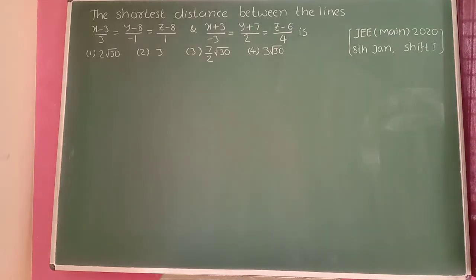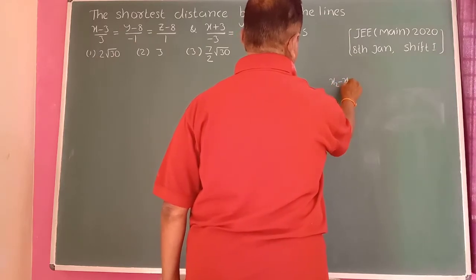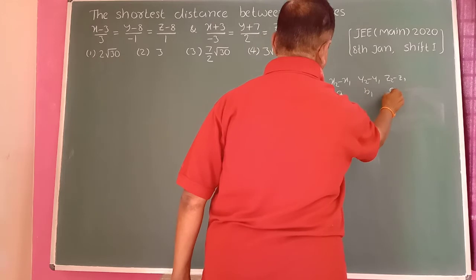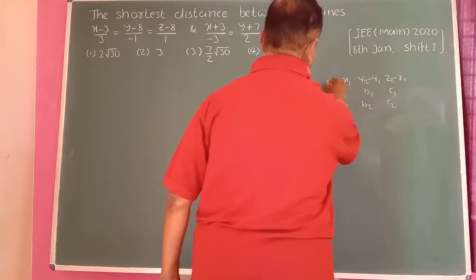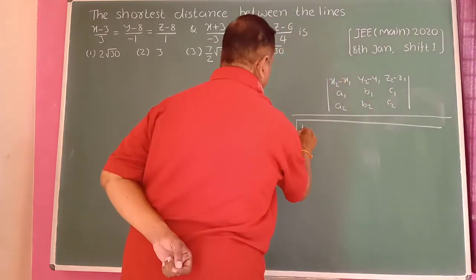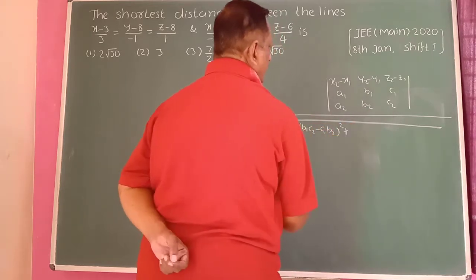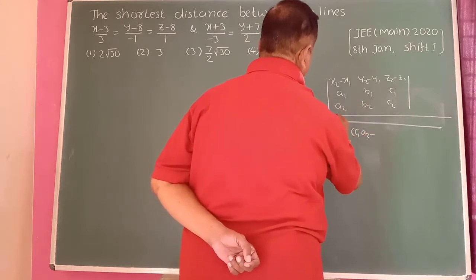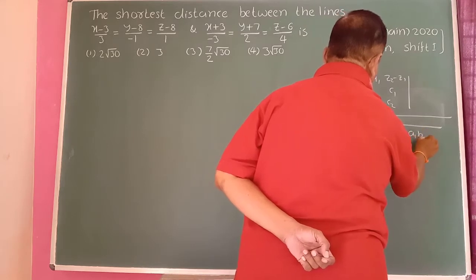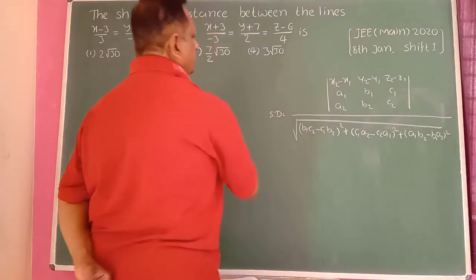The shortest distance between the lines is given by this formula: the determinant with rows x2 minus x1, y2 minus y1, z2 minus z1; a1, b1, c1; a2, b2, c2, divided by the root of (b1 c2 minus c1 b2) squared plus (c1 a2 minus c2 a1) squared plus (a1 b2 minus b1 a2) squared. This is the shortest distance between the two lines.